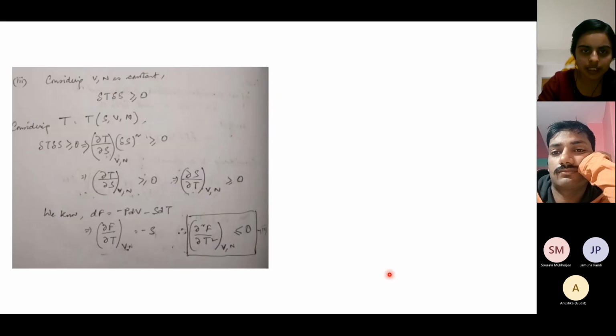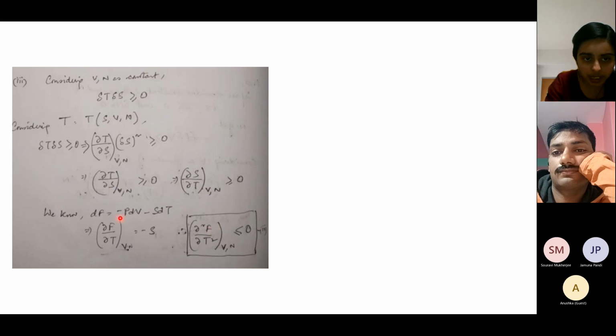Correct? Okay. So now similarly, we have to prove del square F del T square at constant volume and number n is less than equal to 0. So that means you have to first consider V and n to be constant. And then this is what remains. Now here you have to find an expression. You have to find, see, it's F. So that means it's the Helmholtz free energy.